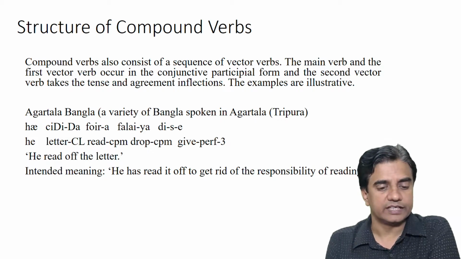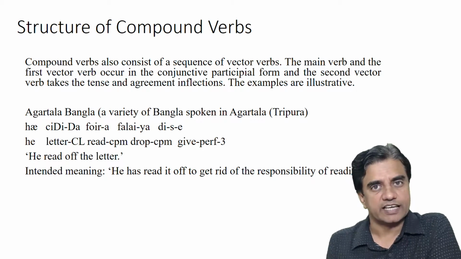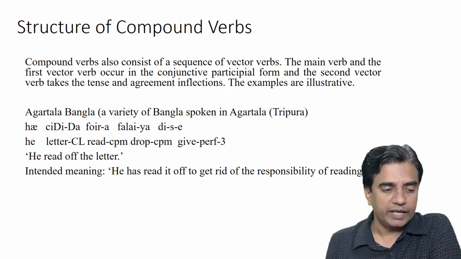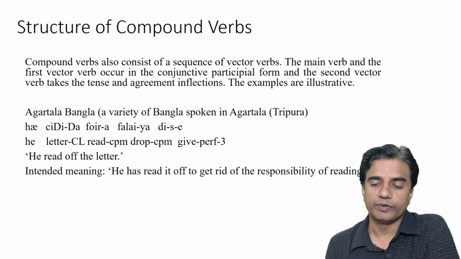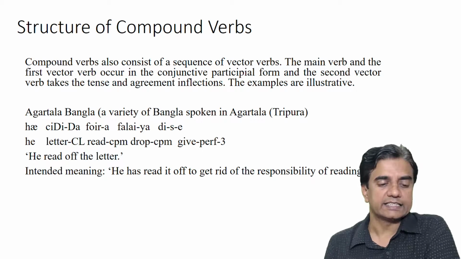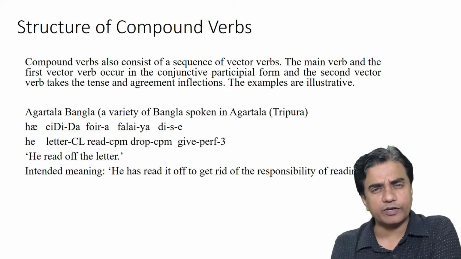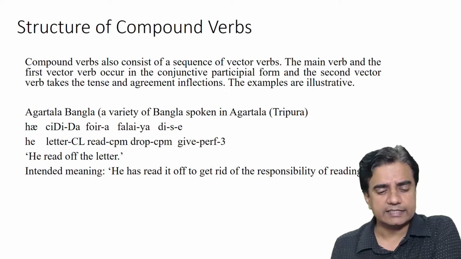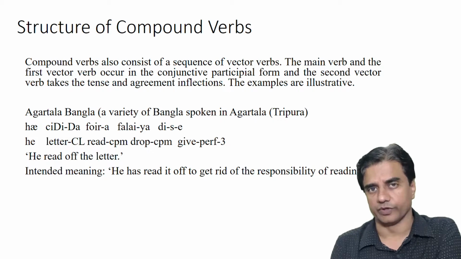And what we observe is the construction remains the same. It's a sequence of two verbs. However, the main verb and the vector verb occur in conjunctive participle form, and the second vector verb takes the tense and agreement inflection. So what we see as a unique phenomenon in Agartala Bangla is there is a sequence of three verbs, and then there are two vector verbs.